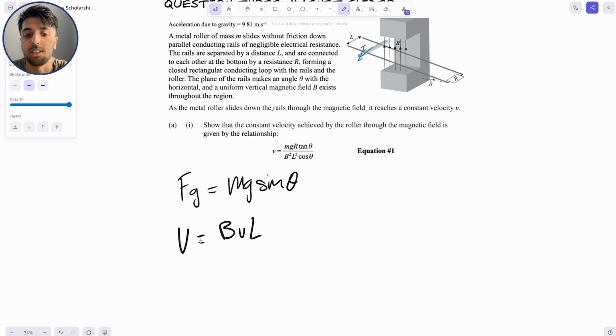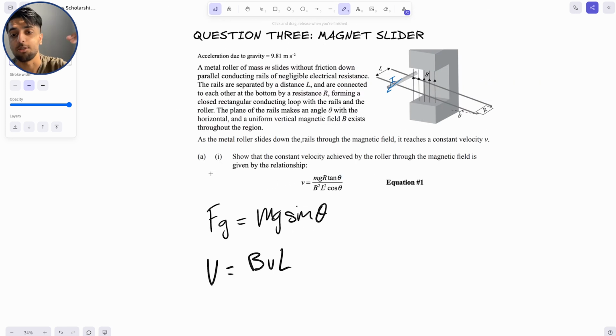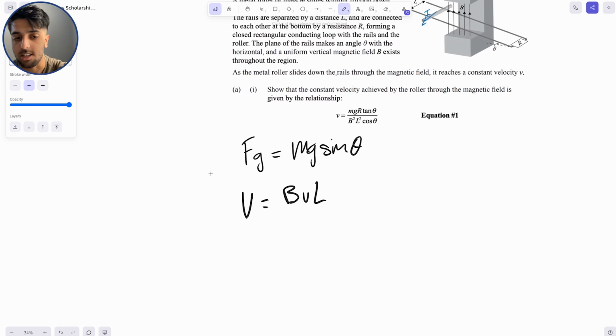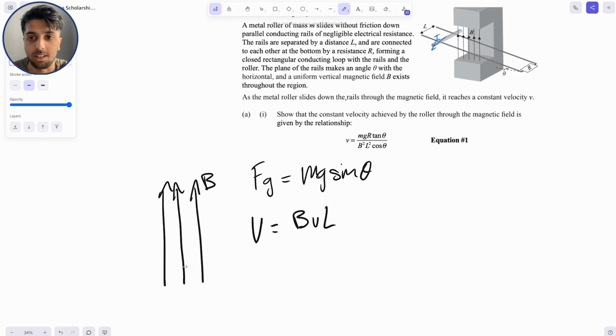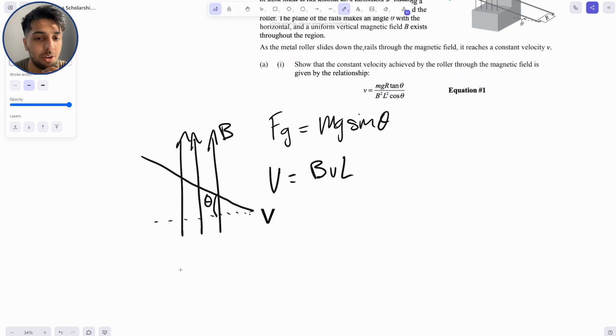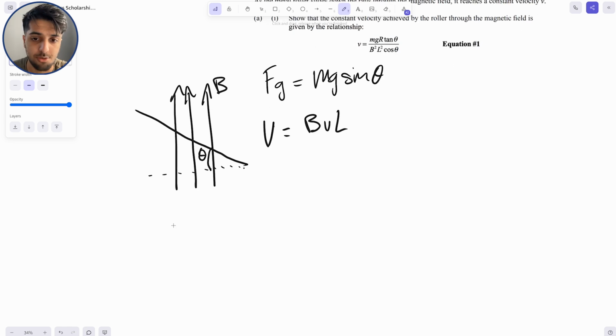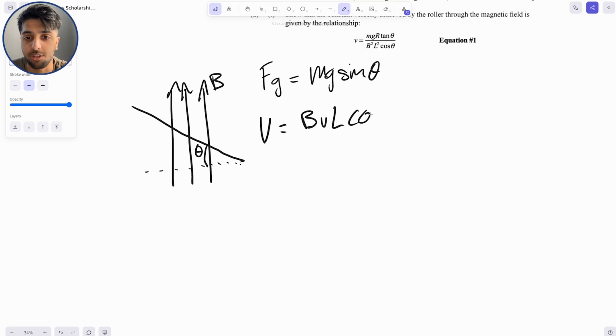Now, one thing we need to realize is that in this situation, the roller is going down an incline. And so if we have our magnetic field and we have an incline like this, we're actually interested in this angle right here. We want the component of the velocity. This is because the velocity isn't perpendicular to the magnetic field, and so this is BVL cos theta.